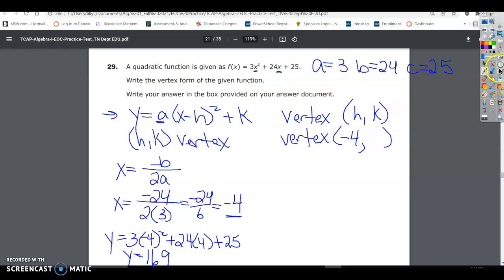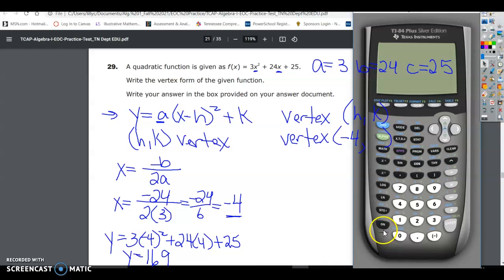Okay, let me double check that here just to make sure. All right, let me pull up my calculator and type it in. Second quit. So my equation is 3x squared, so 3 times negative 4 squared, plus 24 times negative 4, plus 25.